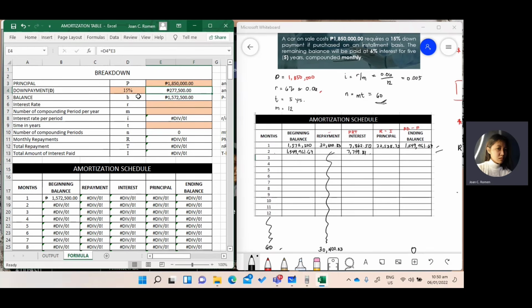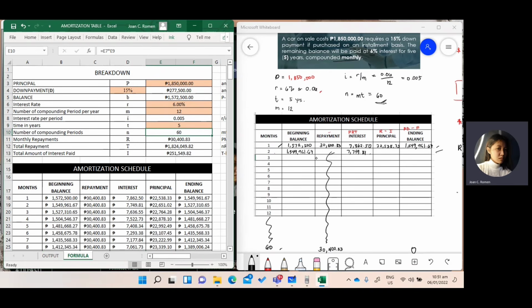Okay? And then, the beginning balance or the remaining balance is 1,572,500, which is yun din yung na-compute natin kanina. So, ayan yun. Okay? And then, next, the interest rate. Ang interest rate natin ay 6%. And then, the number of compounding period per year, since that is compounded monthly, that is 12. Okay? And then, yung value ng T natin, ilang taon? 5 years. Okay, so yung N natin ay 60, ibig sabihin 60 periods, 60 months, since it is in terms of months. So, 60 months po natin siyang babayaran.